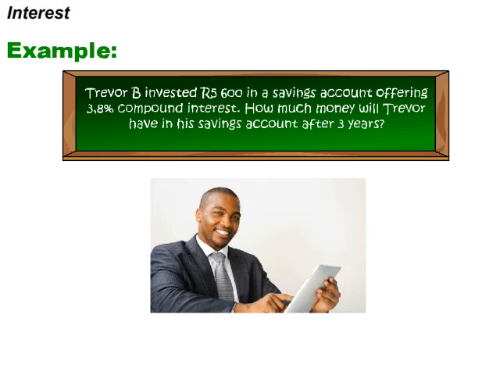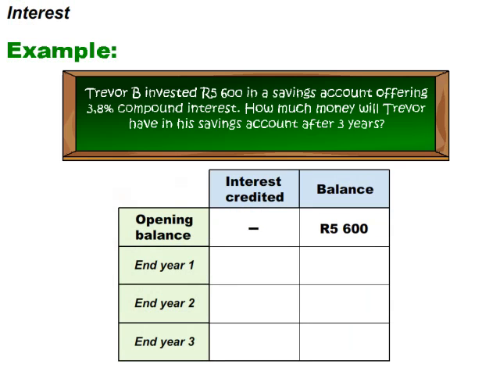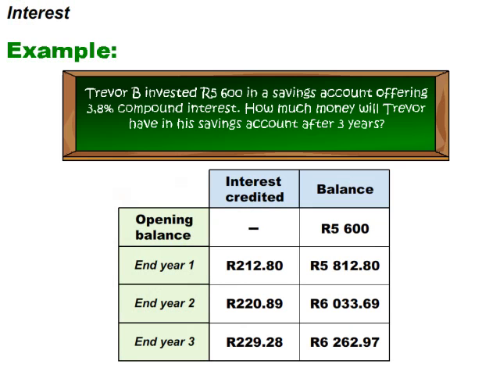Trevor B invested 5,600 Rand originally. That's his opening balance. He will invest this amount for a period of 3 years. We want to calculate the closing balance after 3 years. I have already calculated the values in the table. The first thing you noticed is that the interest earned at the end of the year is not the same like simple interest. In fact, interest is increasing.